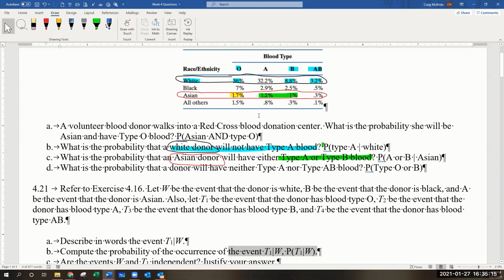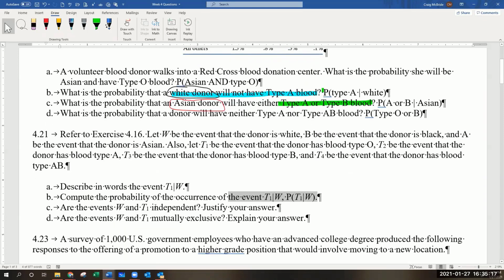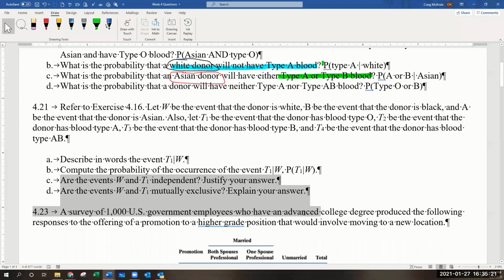Now, C and D, I'm glad you brought this up because a lot of people got C and D correct, but they really didn't answer the question because it says justify your answer and explain your answer. So you can't just say, no, they're not independent, or no, they're not mutually exclusive. Yes, those are both true, but I respond with why, how, prove it. And we've talked about this before.